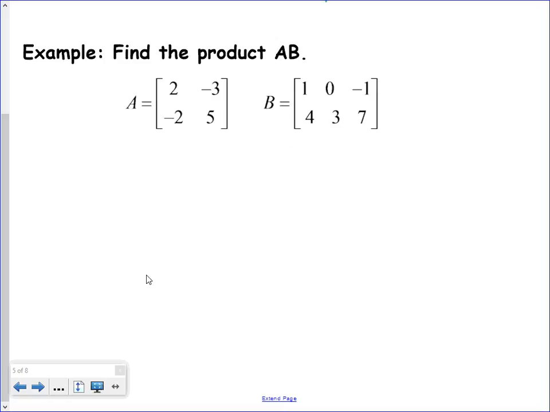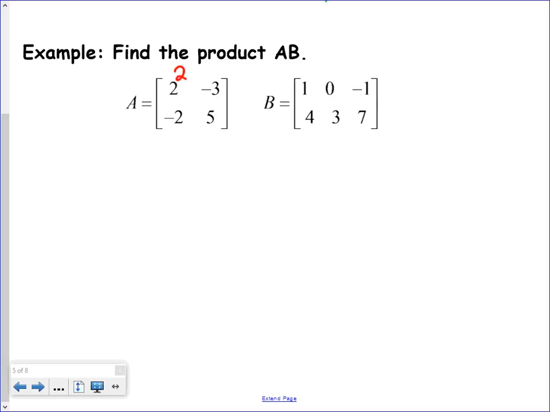So A is the square matrix 2, -3, -2, 5, and I'm reading the rows there. B is my same matrix from before, 1, 0, -1, 4, 3, 7. If I were asked to multiply these matrices, I would check orders first. You don't want to multiply things that can't be multiplied. Okay, that's kind of pointless.